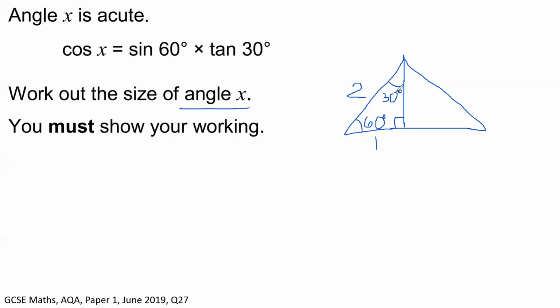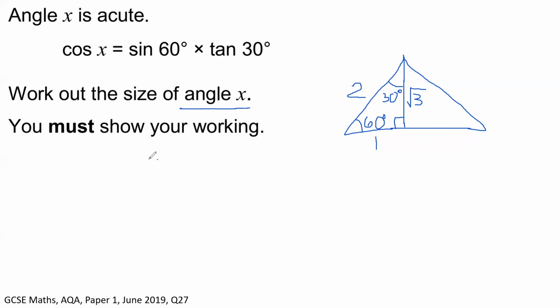Now, if we use a quick bit of Pythagoras' Theorem, we can work out that this side length is going to be 2 squared minus 1 squared. So this is the hypotenuse. So 2 squared minus 1 squared, which will give us 3. And then because we need to square root it to find out the side length, this will give us root 3.